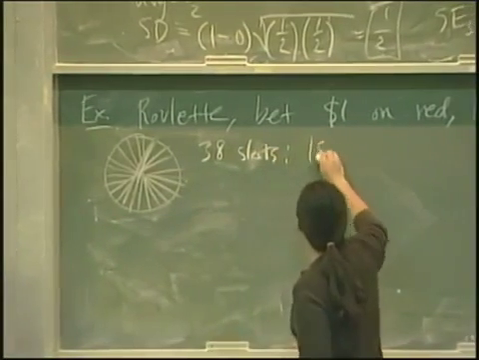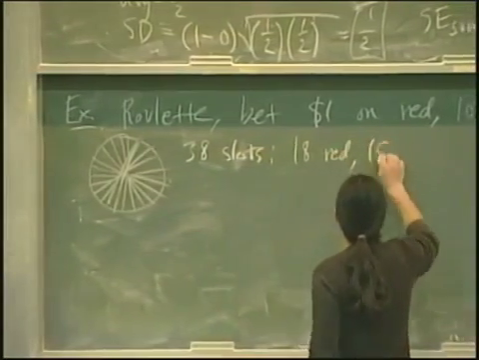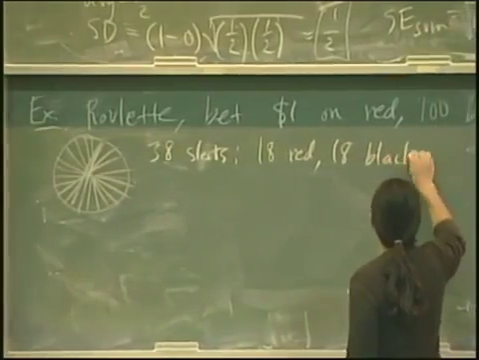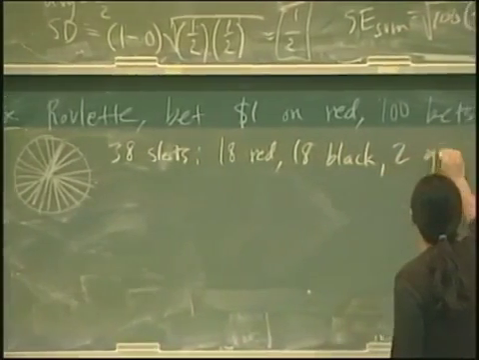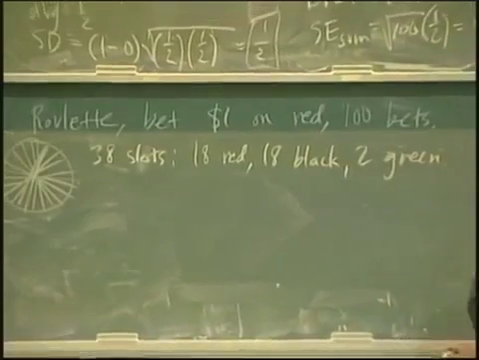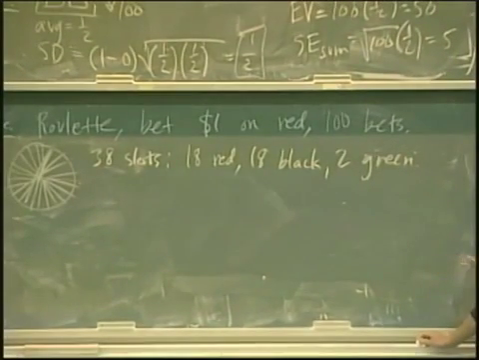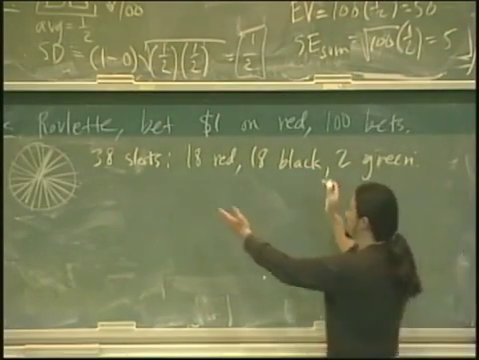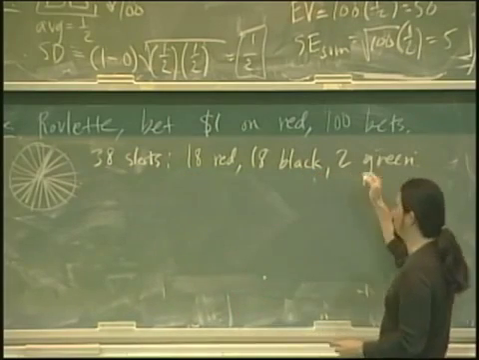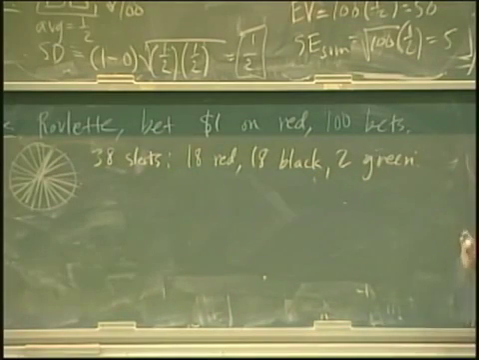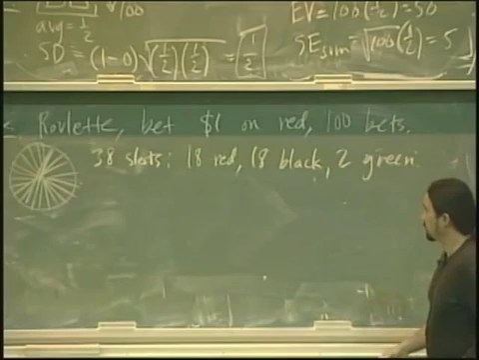And of those 38 slots, 18 are red, 18 are black, and there are two that are green. They're also numbered. These are numbered 1 through 36, and these are 0 and 00. For this problem, you don't need to know about the numbers. You just care about the color.